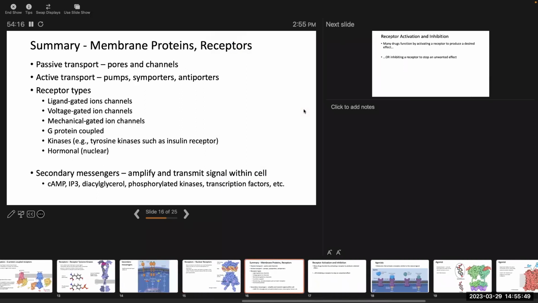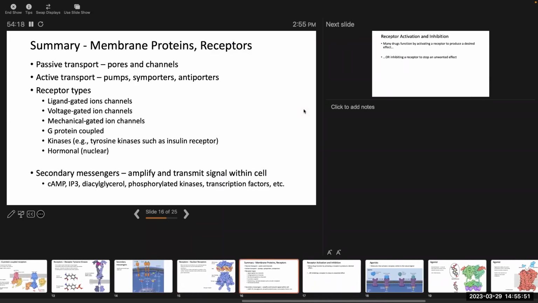All right, so to summarize what I've talked about so far, we've got passive transport of just having pores and channels that allow molecules to either enter or exit the cell by following their natural concentration gradient, going from high concentration to low concentration, which doesn't require any energy. You've got active transport, pumps and symporters and antiporters that pump molecules against their concentration, so pumping them from an area of low concentration to an area of higher concentration.